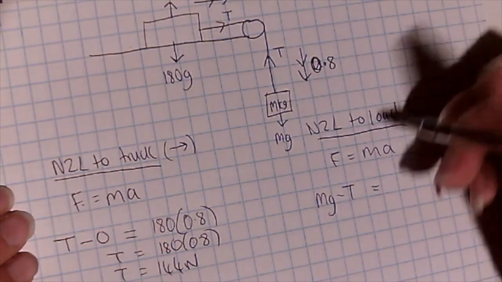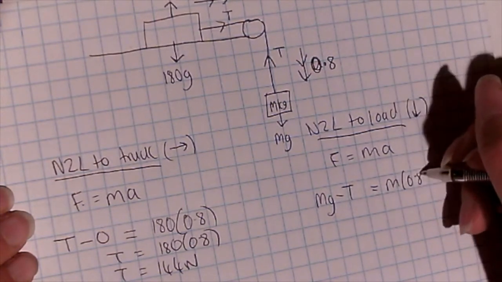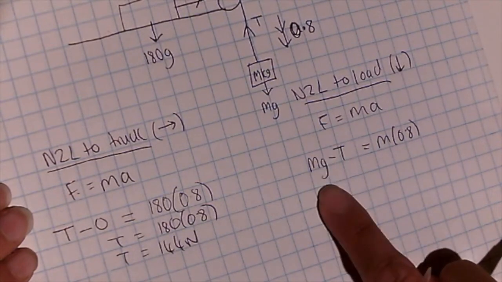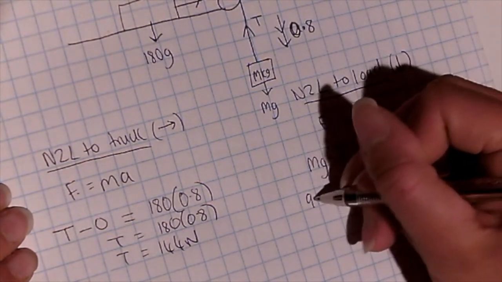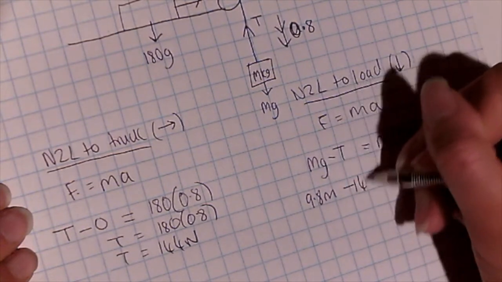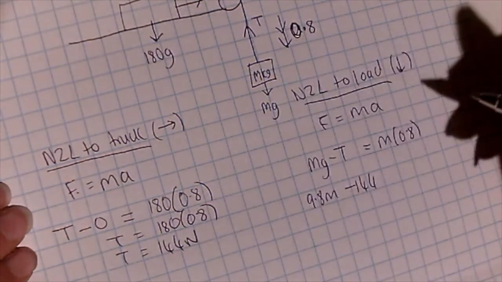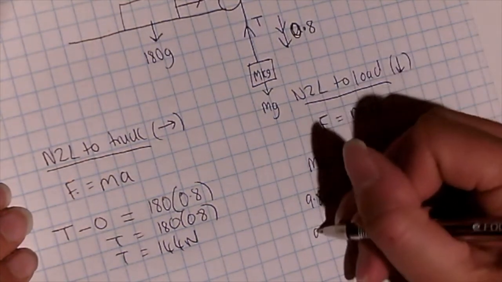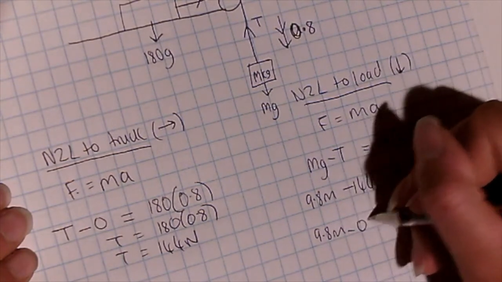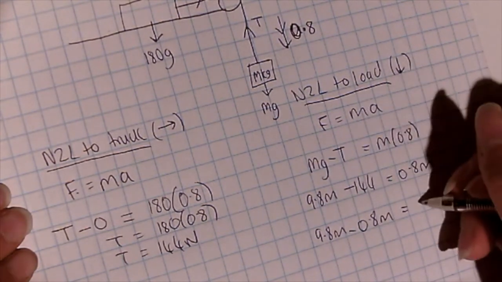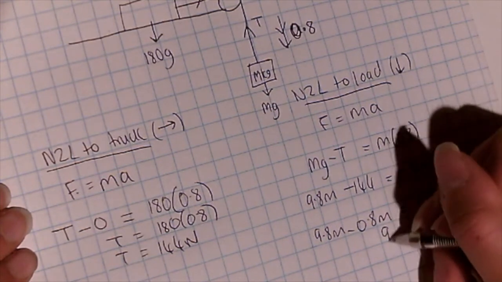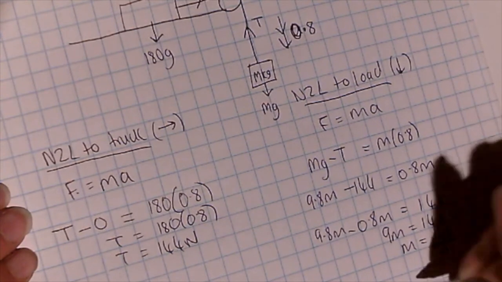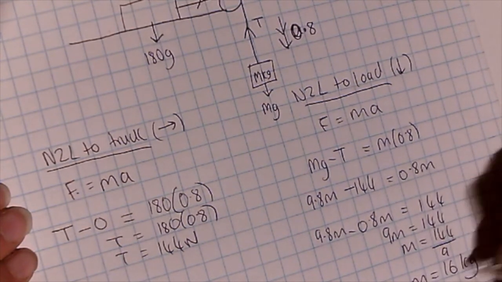That equals mass m times acceleration, which we know is 0.8. Well, we know tension is 144. We also know gravity is 9.8. So we can change this to 9.8m minus 144, because we know tension is 144, and that equals 0.8m. So rearrange to solve for m. We've got 9.8m take away 0.8m equals positive 144. Therefore 9m equals 144. So m is 144 divided by 9. So m is 16 kilograms.